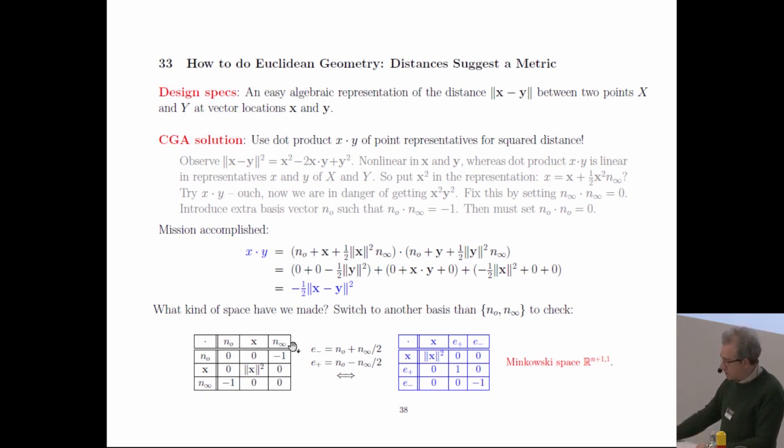I must have made a weird space. If I look at the table, then x dot x, that's just the norm of x squared. But this is 0, this is -1, this is -1, and this is 0. I don't recognize this space. Okay, I can make a little transformation of basis, introduce a new basis, and see if that diagonalizes this metric. And now I see the unit vectors square to 1, so this is 1, 1, 1. And there is an e plus and an e minus. Okay, I have a Minkowski space. I have a space with n plus 1 dimensions that square to 1, and 1 dimension that squares to -1.